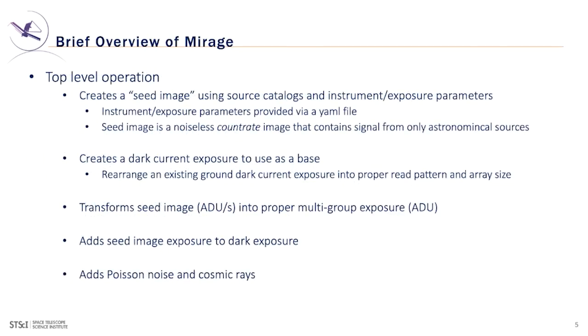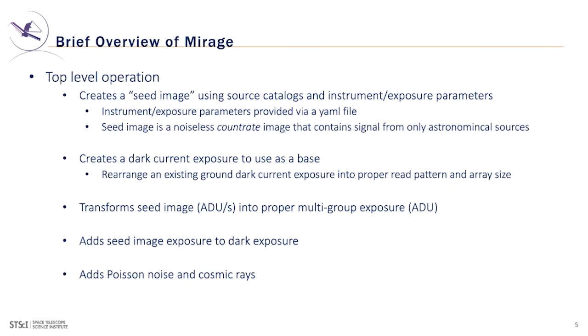So at a top level, I like to think of Mirage as a three-step process. The first is where it will create what we call a seed image. And this seed image is just a 2D noiseless count rate image. So the only signal in the seed image is from the astronomical sources. And the user inputs source catalogs, so that's how you control what appears in this seed image.